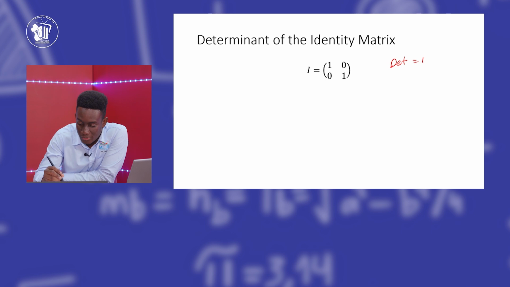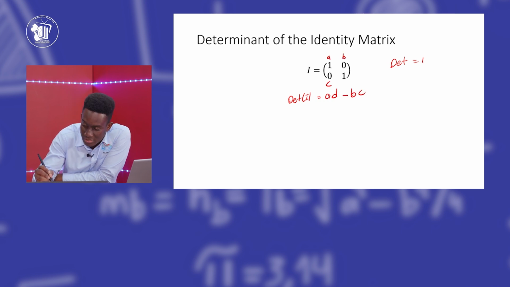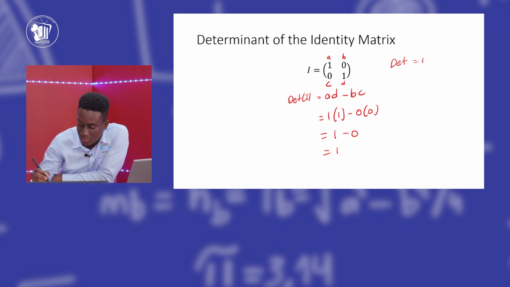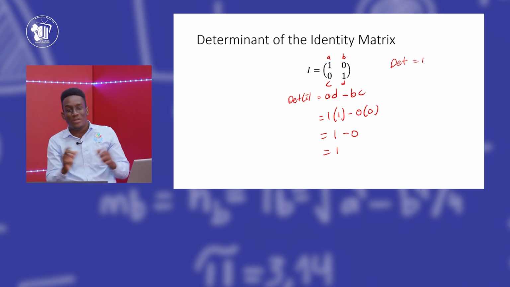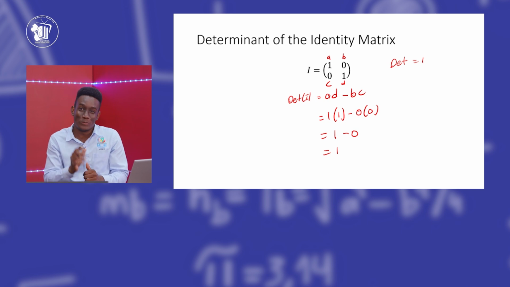So the determinant of the identity matrix would be AD minus BC. This is A, this is B, this is C, this is D. So A is 1 multiplied by D, which is 1, subtract B, which is 0, multiplied by C, which is 0. So 1 times 1 is 1, subtract 0, which is equal to 1. So the determinant of the identity matrix is always equal to 1. That is one thing we should remember, as it comes up a lot in CXC.